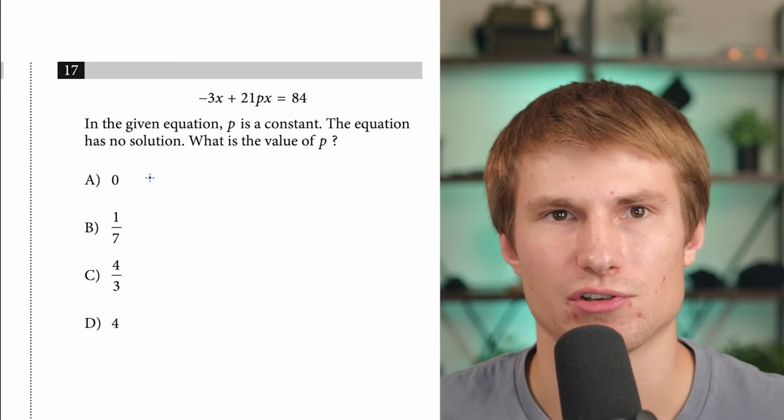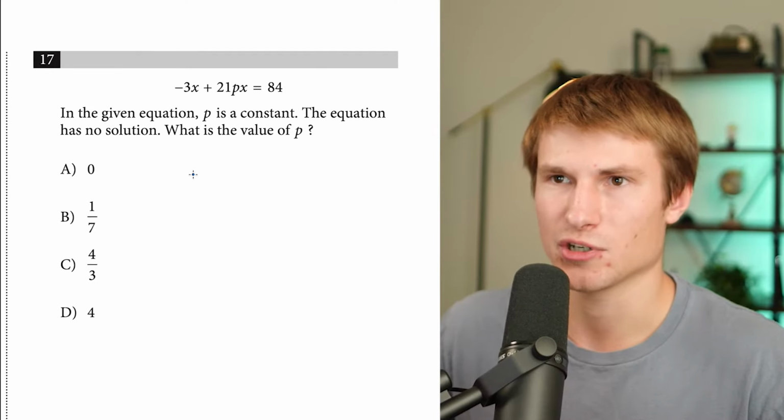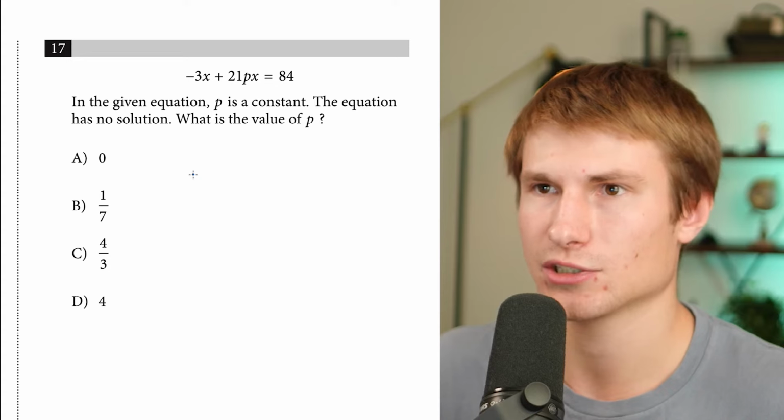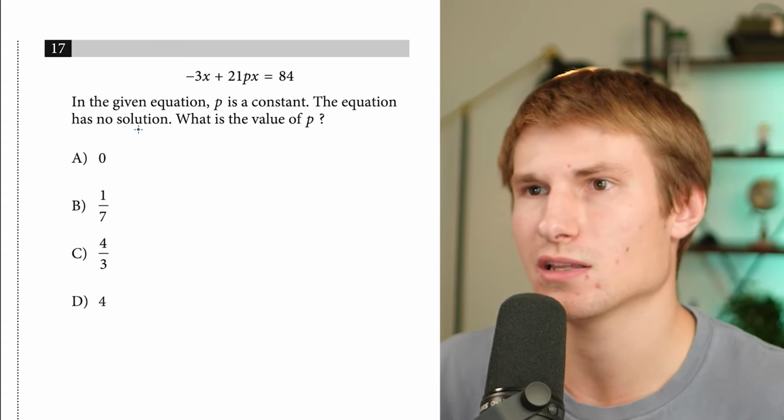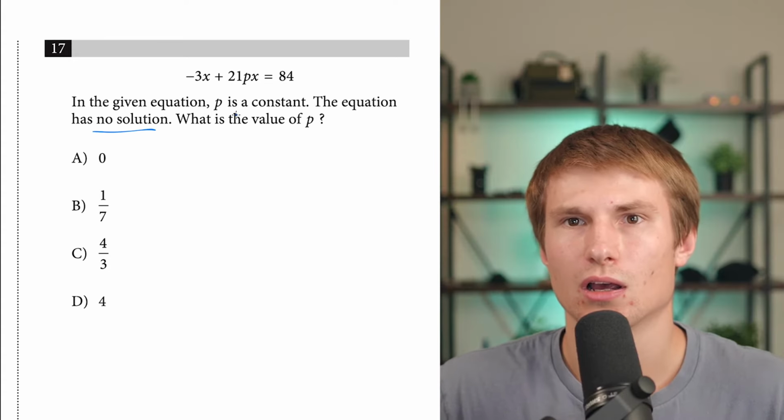But now I kind of want to show you, I don't really have to show you as much of that because I kind of covered a lot of it in the first section. Here's 17. In the given equation, p is a constant. The equation has no solution. What is the value of p?